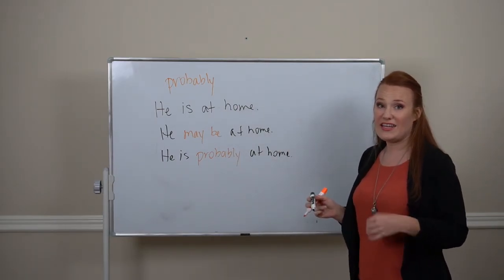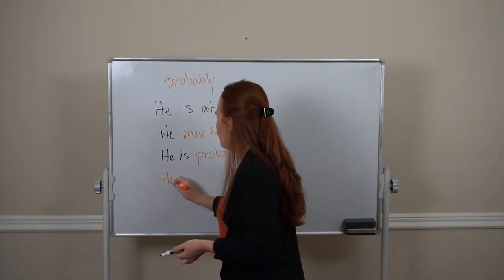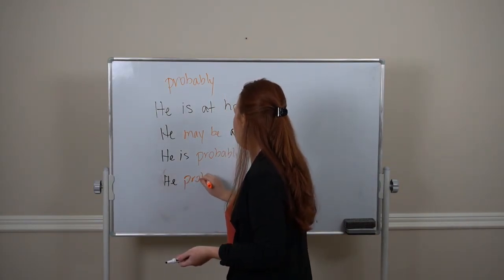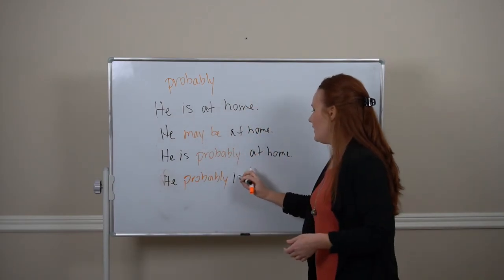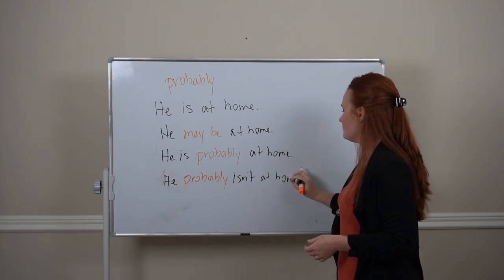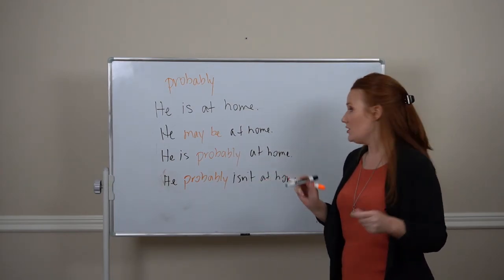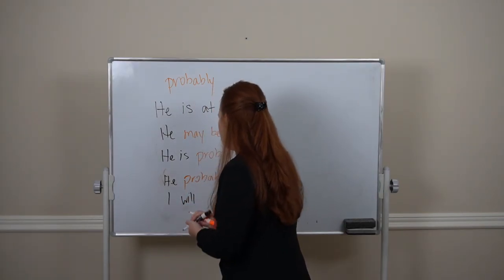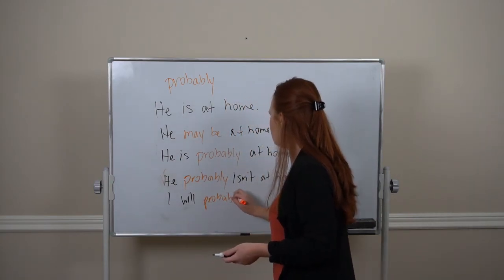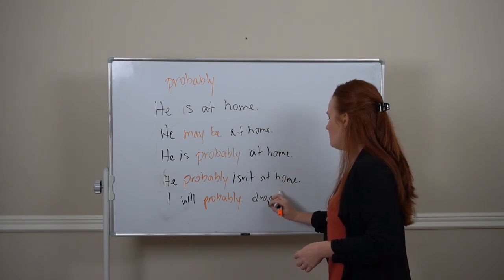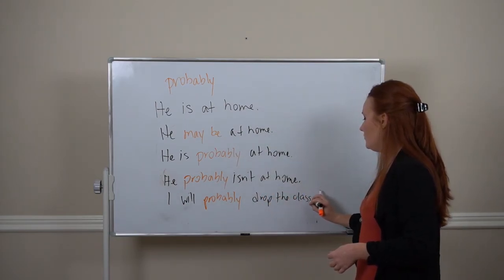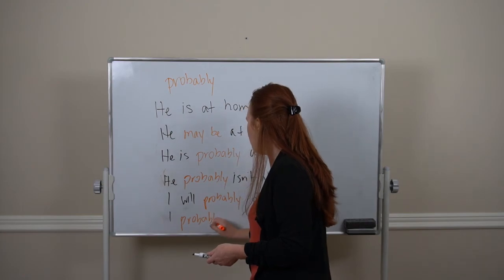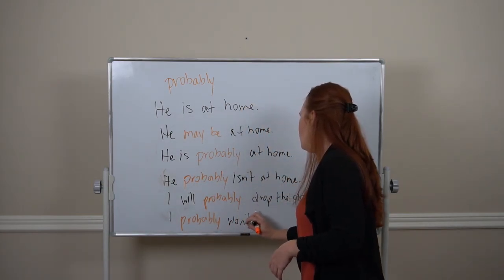If I think something's probably not true, I could say, oops, he probably isn't at home. For the future, I will probably drop the class. Pretty sure this is going to happen. Or the negative form, I probably won't drop the class.